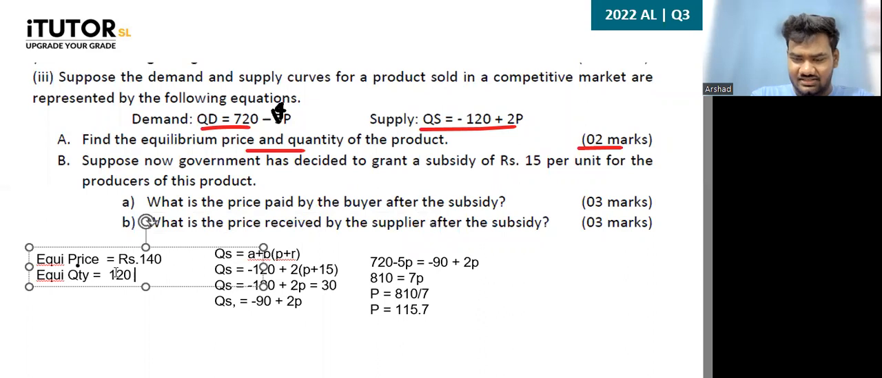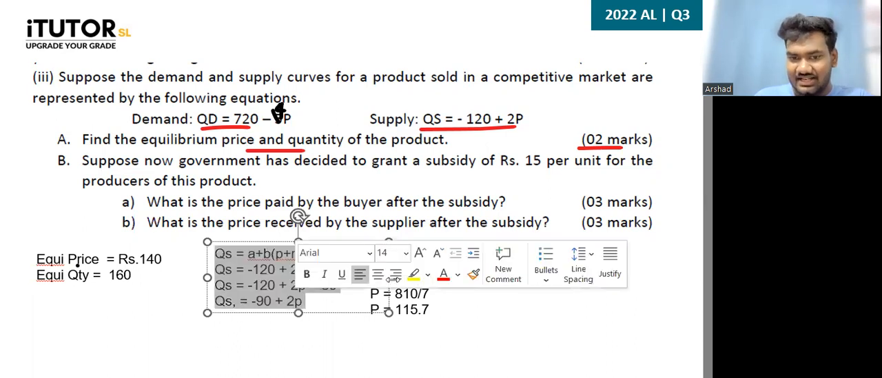No, 280. Not 20, right? Quantity can't be 20 units. 2 into 140 is 280. 280 minus 120, isn't it 160? Or do we get another answer? 4 into 140 is 160, right? Okay, 160. So then the supply equation I think is correct.